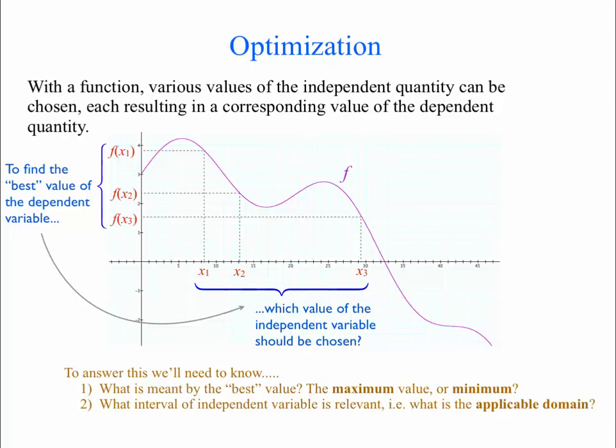The second question is, in this given situation, what interval of the independent variable is relevant? What values of our independent variable make sense in this situation? We call that the applicable domain. What is the applicable domain? That's going to be really important. Okay, so let's do some investigation around this stuff to kind of make sense of it.